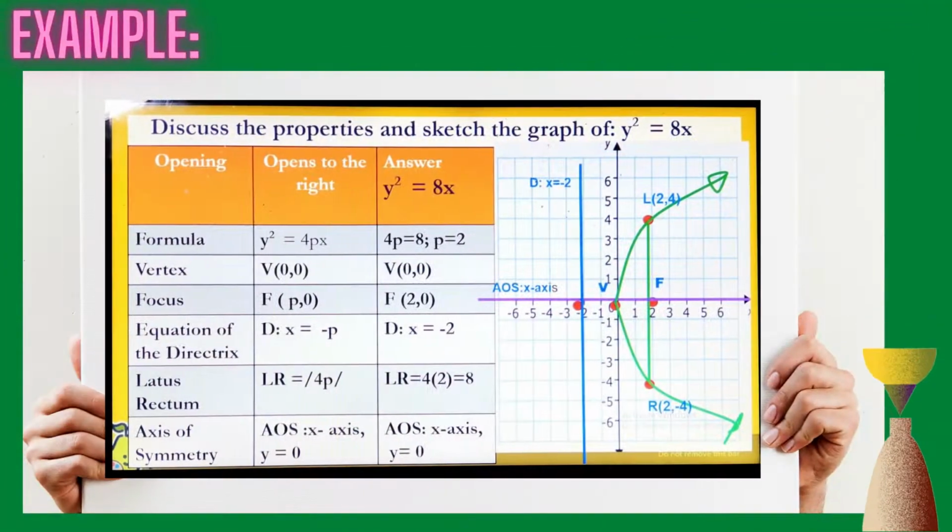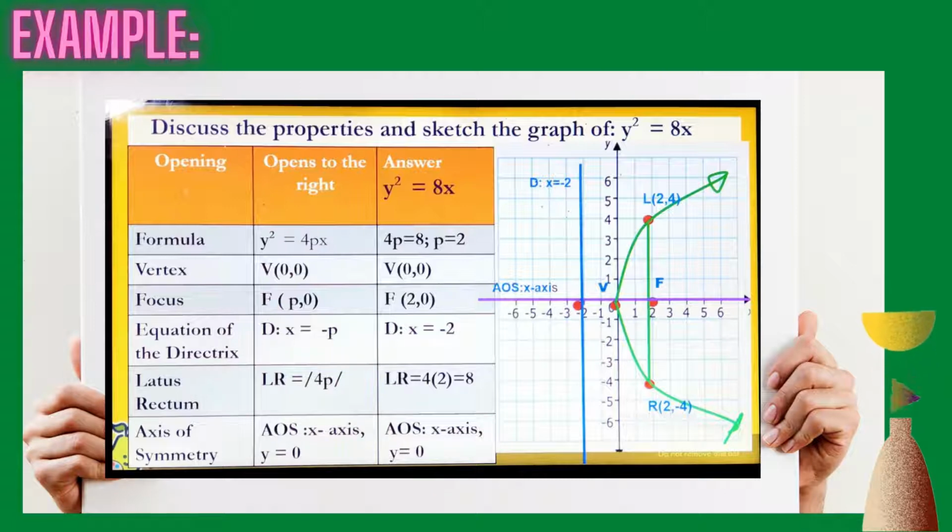Okay, so let us now complete the table. The first step here is to solve for the focal length. Since 4p equals 8, we can solve for p by equating 8 to 4p. Divide both sides of the equation by 4. 4p divided by 4 equals p, and 8 divided by 4 equals 2. Therefore, we can say that the focal length is 2.